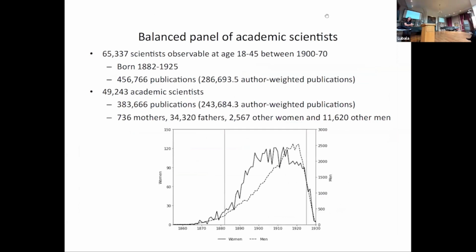We're going to use the balanced panel of academic scientists. So we have 65,000 scientists that we can observe between 1900 and 1970. We have to restrict the data just to keep it tractable. And we can observe them between the ages 18 and 45. In that data set, 50,000 of them are academic scientists.